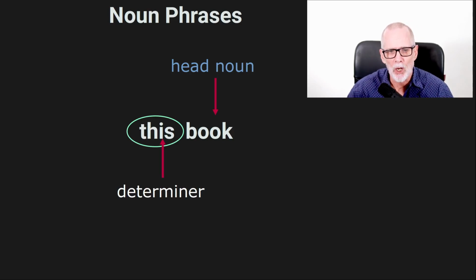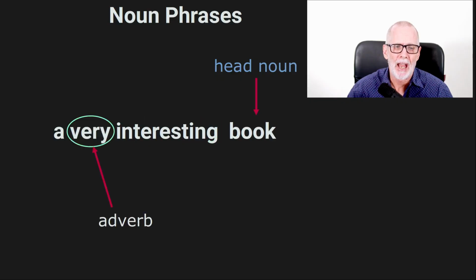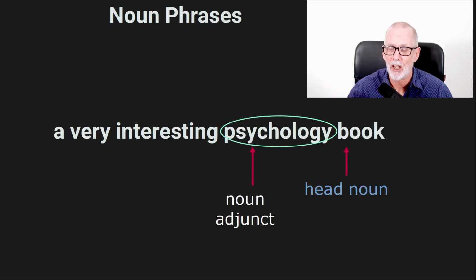Let's add another word. What else can we add? We could add an adjective, and we could say an interesting book. An interesting book. We could also add an adverb of degree, and say a very interesting book. A very interesting book. What else could we add to this noun phrase? We could add another noun, a noun that gives us more information about the head noun, a psychology book. Here we're using psychology as an adjective.